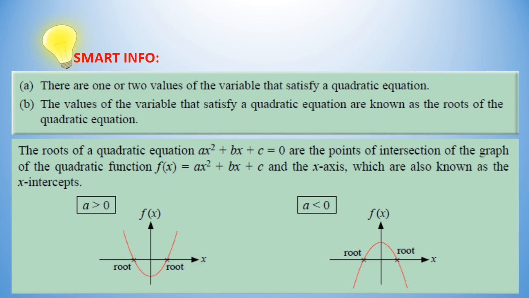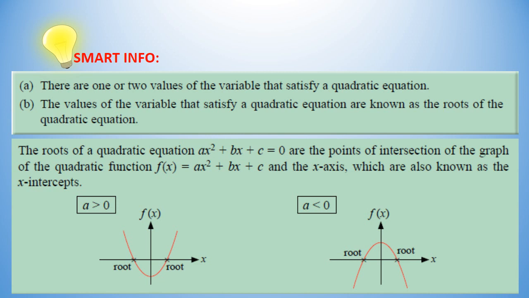The values of the variable that satisfy a quadratic equation are known as the roots of the quadratic equation. So we call it the roots, okay? So 1 value is also a root, 2 values are also 2 roots. We have 2 roots, okay? And then we look at this one.